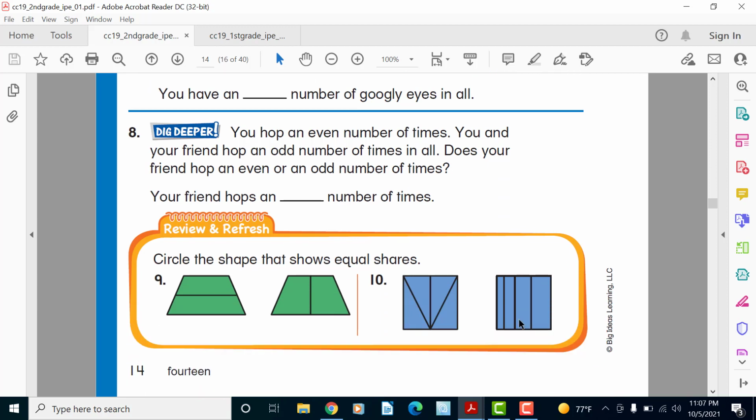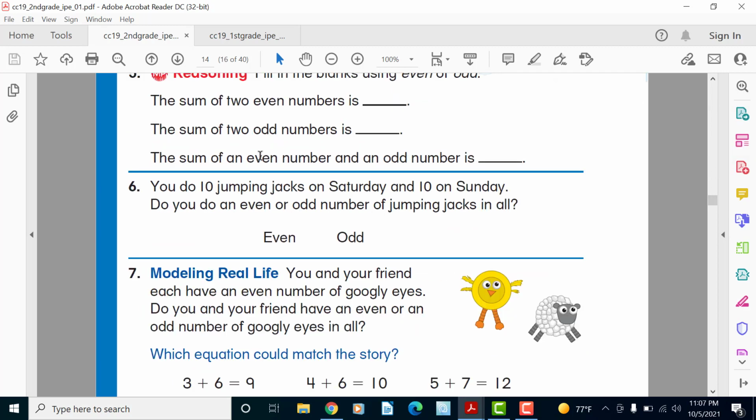All right, last page of our review, and then we're going to jump into our new lesson. You hop an even number of times. You and your friend hop an odd number of times in all. So your hops and your friend's hops are odd. We don't know how many your friend hopped, right, though? Does your friend hop an even or an odd number of times? You're even, your sum is odd. So you can come back up here again to the top of the page.